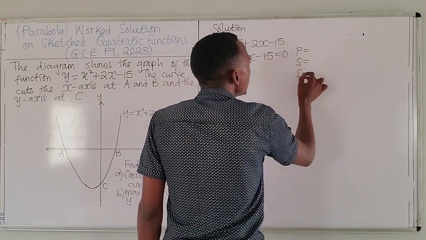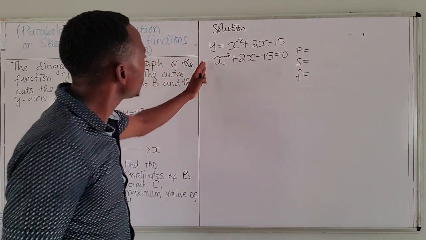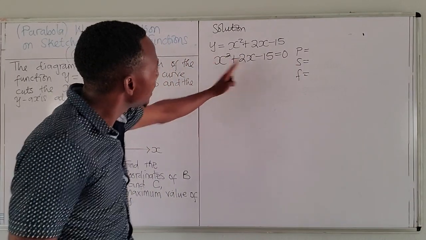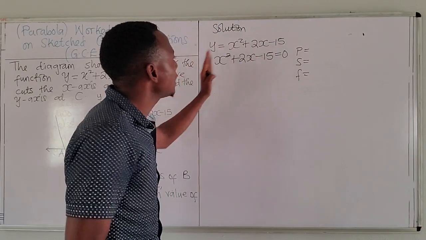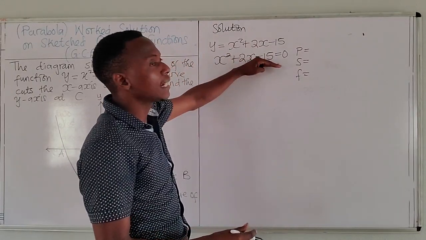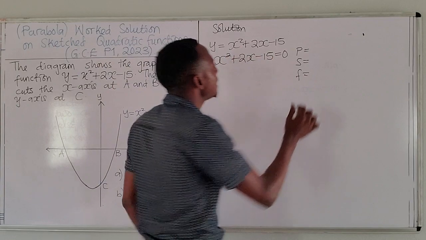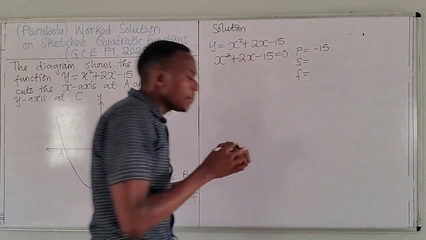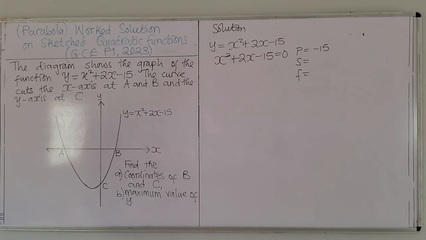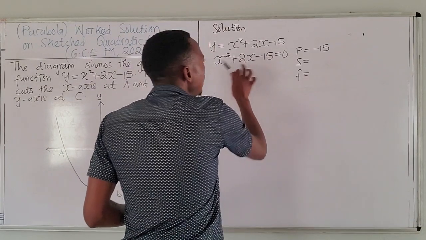So how do we find the product? The product is found by multiplying the coefficient of x squared times the constant. Here we have got 1, and the constant is negative 15. 1 times negative 15 gives us negative 15. The sum is the coefficient of x. So when you look at it, b is the sum.